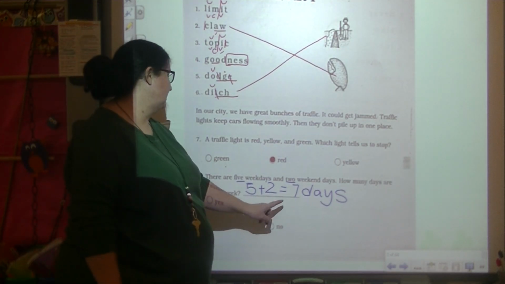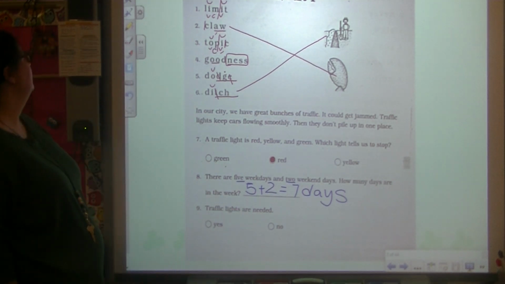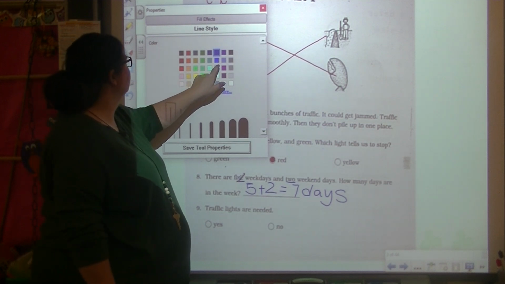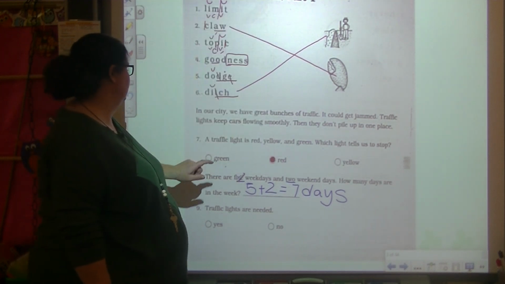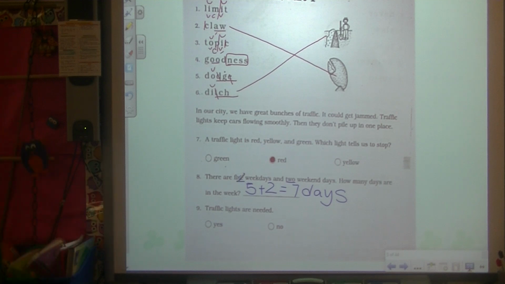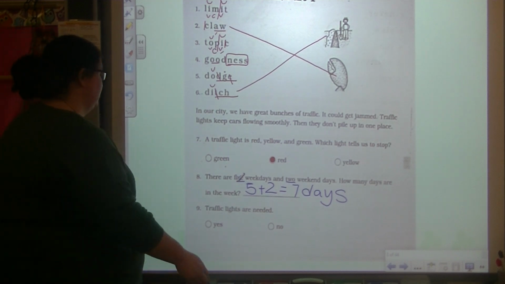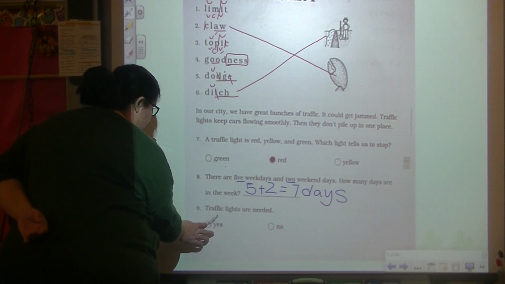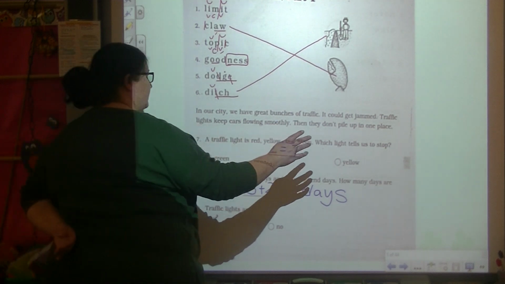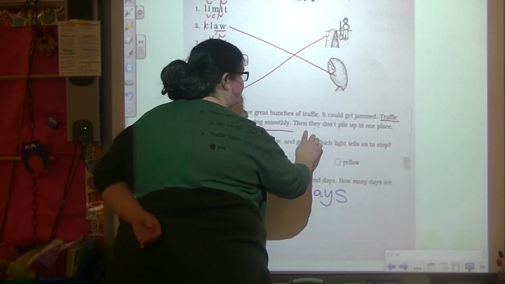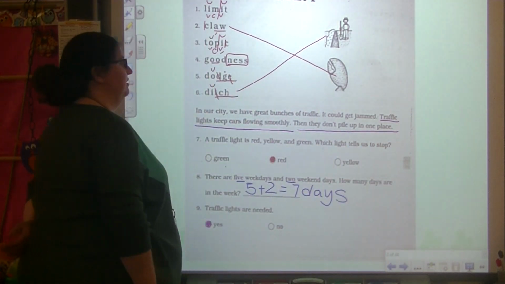Number 9, traffic lights are needed, yes or no? All right, guys, can you find that in the passage? Yes, you can. So, are traffic lights needed, guys? Yes. What text evidence tells us? It says traffic lights keep cars flowing smoothly, then they don't pile up in one place.